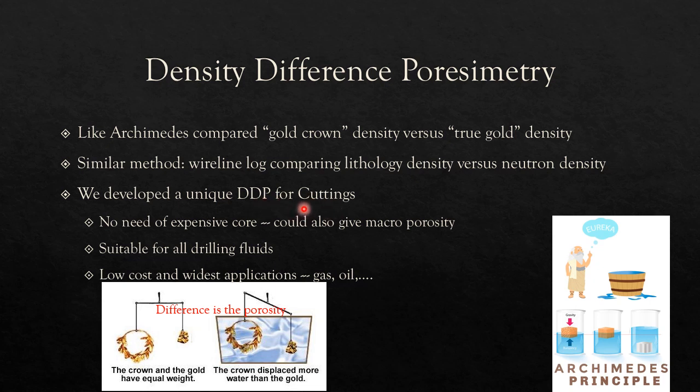Note this can work for cuttings. So no need for expensive core, which is rare and hard to get. But we can also measure cores, which will include micro porosity, larger porosity. And this DDP for cuttings is focusing on the nano porosity, as we talked about, and is suitable for all drilling fluids, whether it's oil-based mud or water-based mud. So it can be applied for both vertical pilot wells as well as lateral production wells, with low cost and the widest application, whether it's gas or oil.